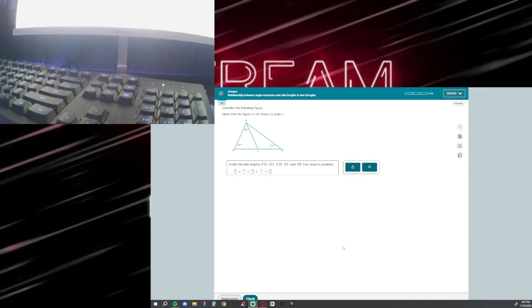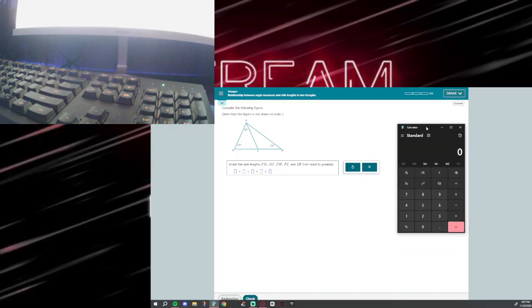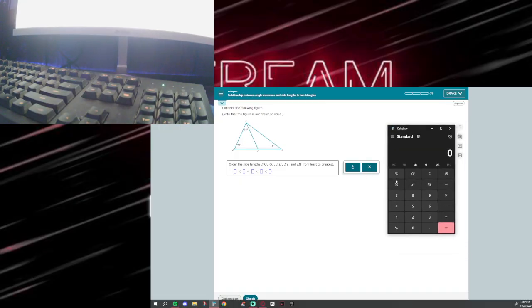Okay, we are going to do an easy lesson on the relationship between angle measures and side lengths in two triangles. First we find all the angles, which is simple, but to do it you need a calculator, either on your phone, an actual calculator, or your computer. I'll be using a computer calculator. First thing we want to do is 77 plus 36. It's 113.